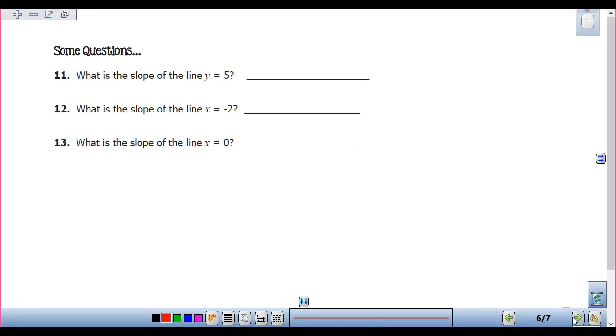Y equals 5, horizontal or vertical? Horizontal. So my slope is 0. X equals -2, horizontal or vertical? Vertical, so my slope is undefined. What does that make x equals 0? Undefined as well.